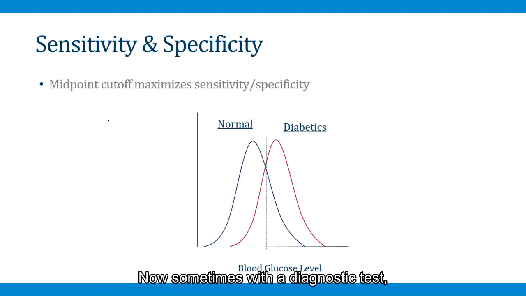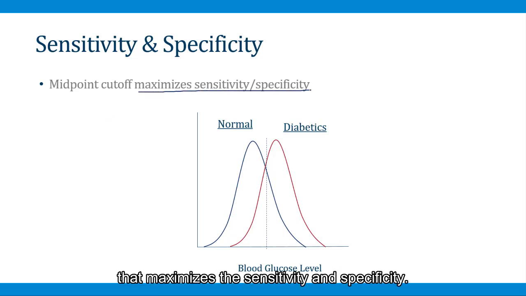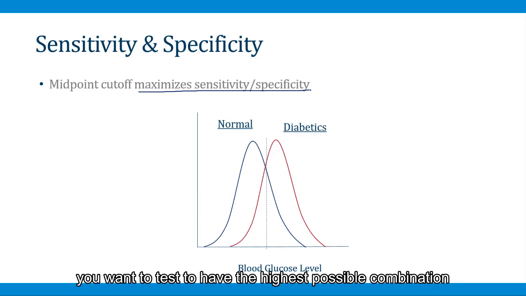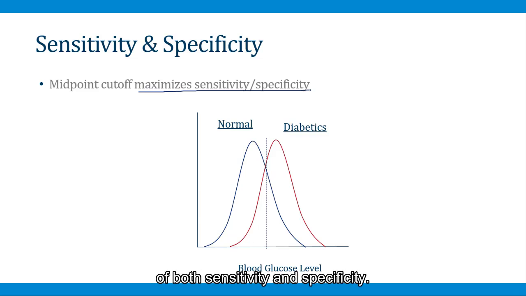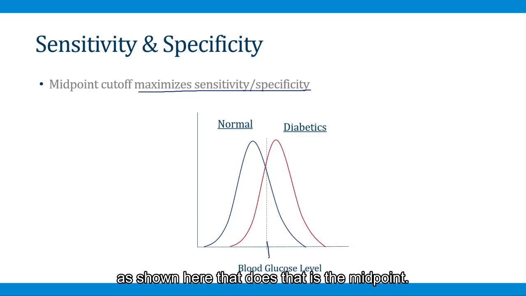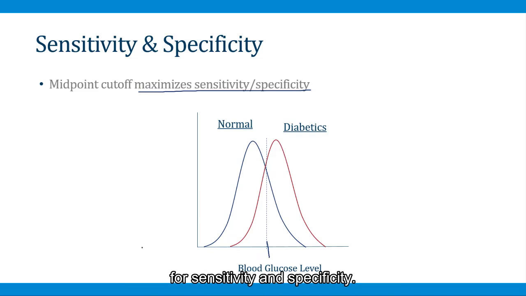Now, sometimes with a diagnostic test, you want to pick a cutoff that maximizes the sensitivity and specificity. In other words, you want the test to have the highest possible combination of both sensitivity and specificity. And so the place on the chart, as shown here, that does that is the midpoint. If you pick a cutoff here, your test will have the highest combined value for sensitivity and specificity.